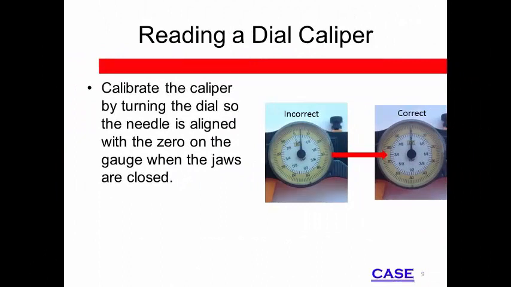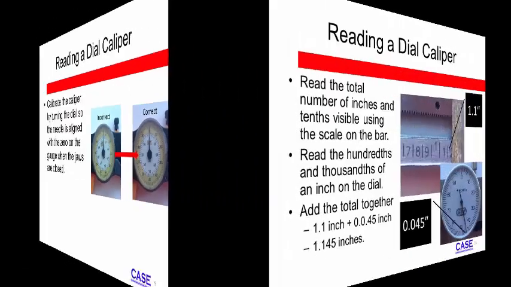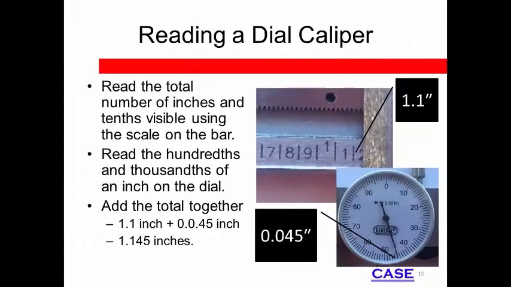Use your thumb to turn the dial when the jaws are closed so the needle is aligned with the 0 mark on the gauge. Both incorrect and correct calibration are shown here. Read the dial caliper by finding the largest whole inch exposed on the bar of the caliper and adding it to the decimal inches shown on the dial.